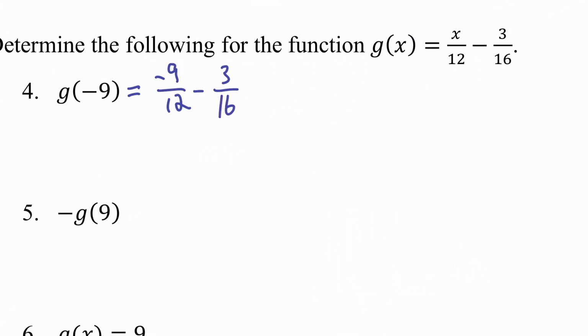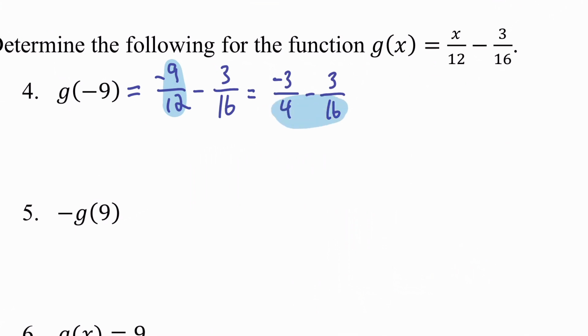Now, I could say that's my answer, but let's combine like terms. Let's simplify this a little bit. I noticed that in this fraction, the top and bottom are both divisible by 3, right? They're both multiples of 3. So I'll reduce this to -3 over 4 minus 3 over 16. Okay. And also now, I kind of want a common denominator, right? So I can actually combine these.